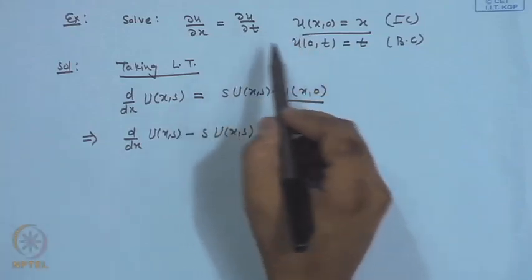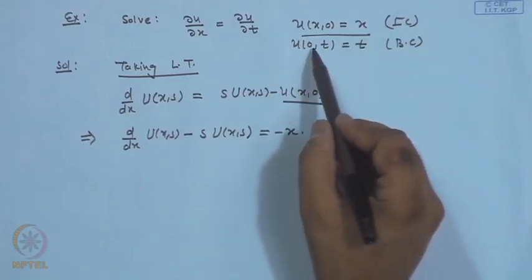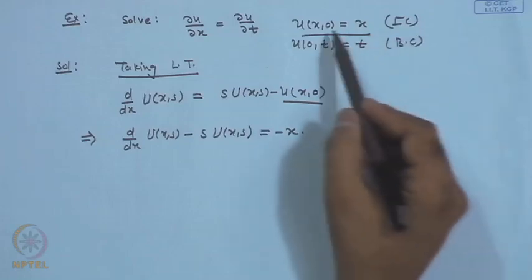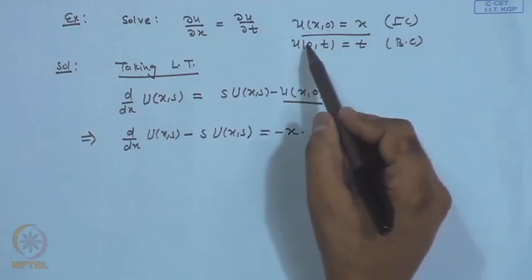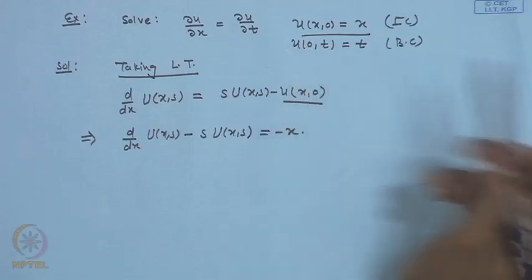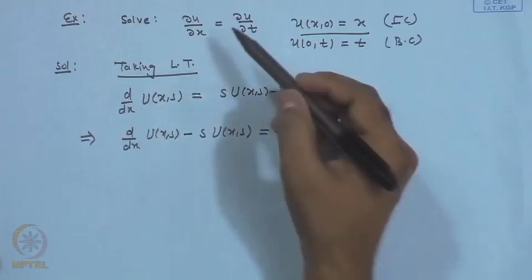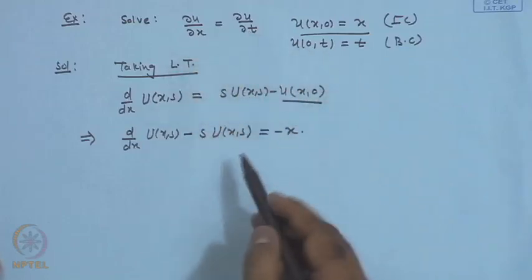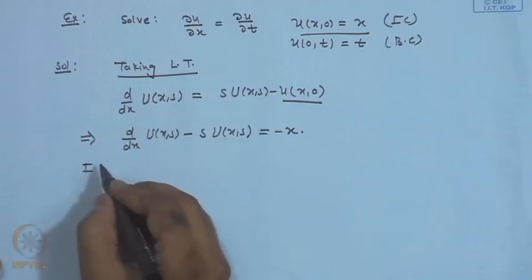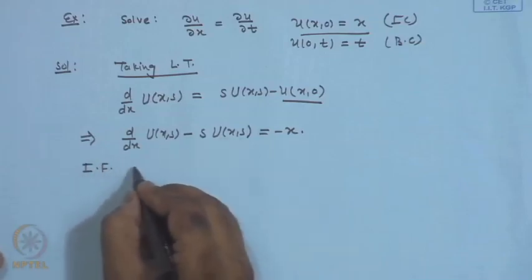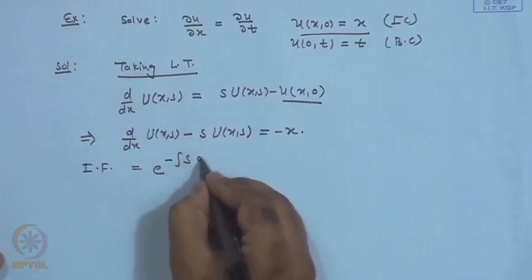One more point one should mention is that in this case both the variables run from 0 to infinity. So t starts from 0 and we do not have an upper bound for t, and x also starts from 0 and we do not have an upper bound. So we can take the Laplace transform with respect to x as well. Now we have minus x on the right, and we can solve this linear differential equation, where the integrating factor is e to the power of the integral of minus s dx.